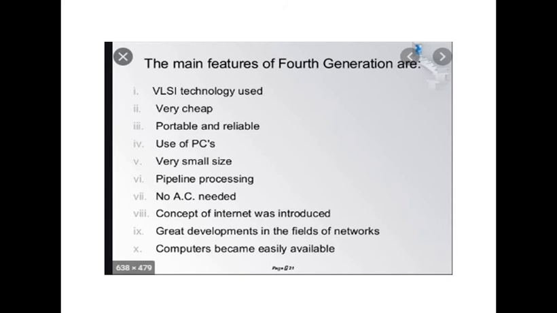Here PCs are used, you can say the PC, then they are very small in size, then for them ACs are not required. Lekin in first, second and third generation, if you have taken a computer, AC was a must, so that the heat generated by the computer can be lowered down. Then in this generation, we are also using internet, and easily these computers are available.